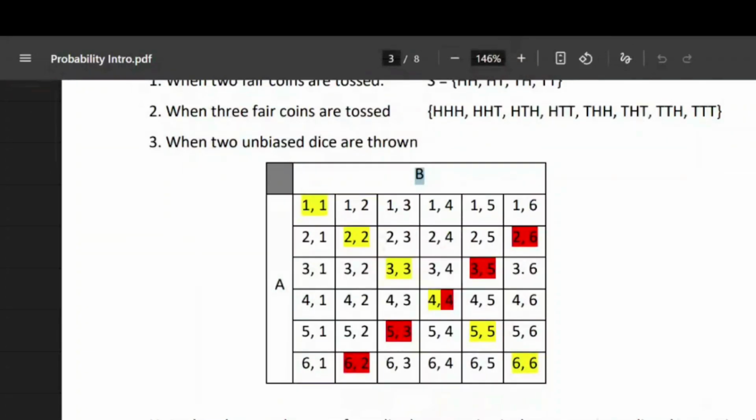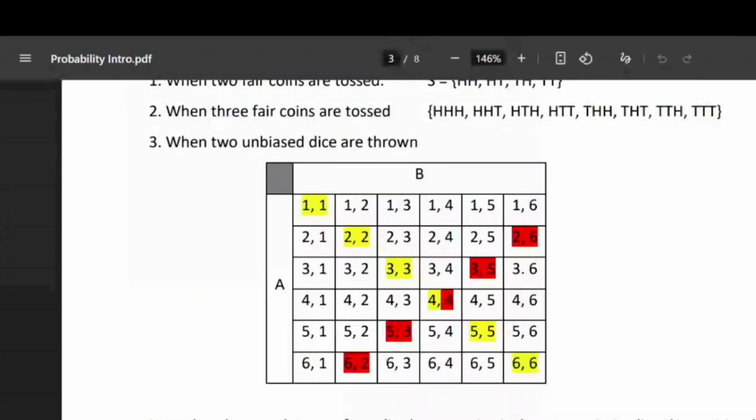Either the first die will bring 1 and the second will bring 1, or the first will bring 1 and the second will bring 2. The first will bring 1, the second will bring 3. 1, 4, 1, 5, 1, 6. Or the first will bring 2, the second will bring 1. So then we have 2, 2, 2, 3, 2, 4, 2, 5, 2, 6, 3, 1 in that order until it's possible the first die will bring 6 and the second die will also bring 6.